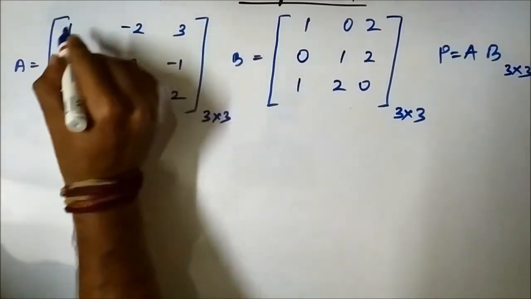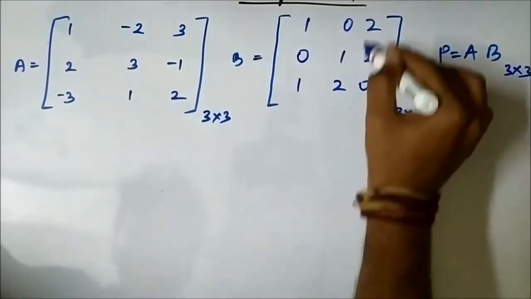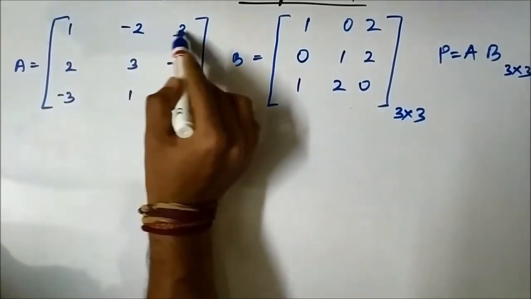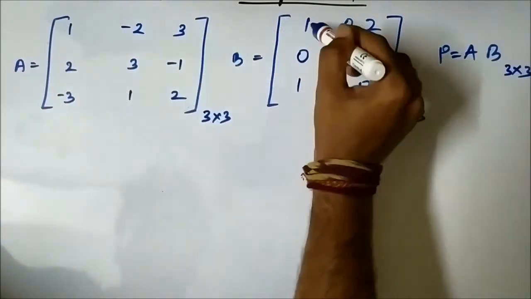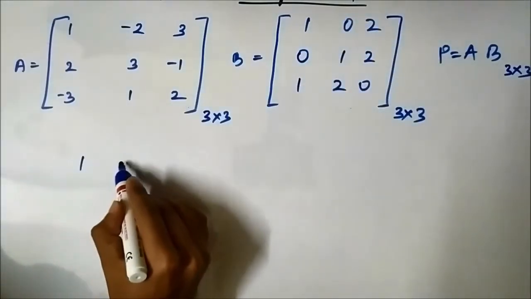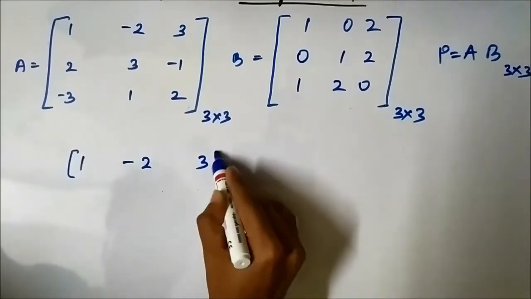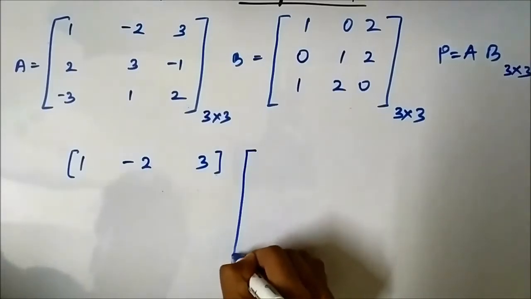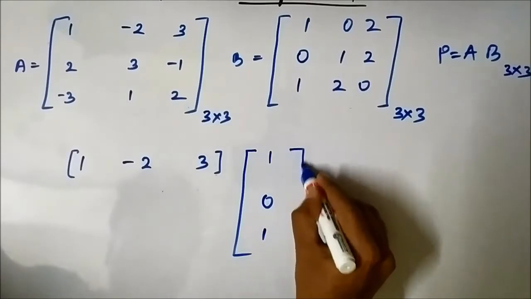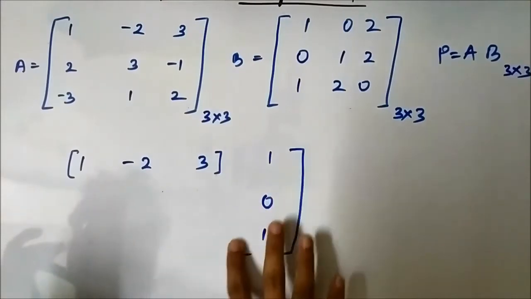First let us consider this row. This row will be multiplied with each of the individual columns of the second matrix. So first let us consider the multiplication of this row, 1 minus 2 3, with the first column, 1 0 1.